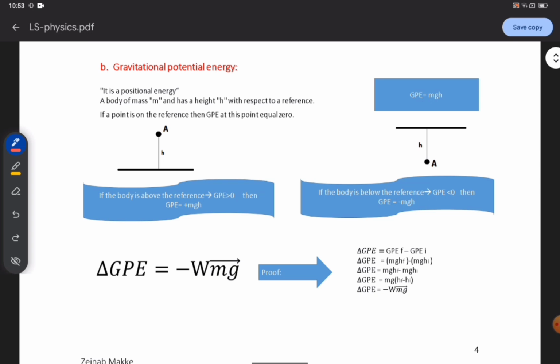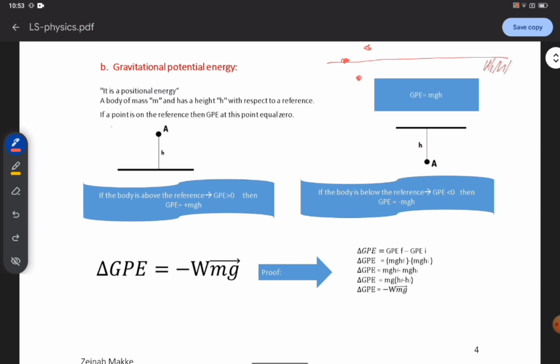Gravitational potential energy is the energy that depends on the position. So it is a positional energy. A body of mass m has a height h with respect to a reference. We need a reference to calculate gravitational potential energy. So this is a reference. The object may be on the reference, may be above the reference, and may be below the reference.